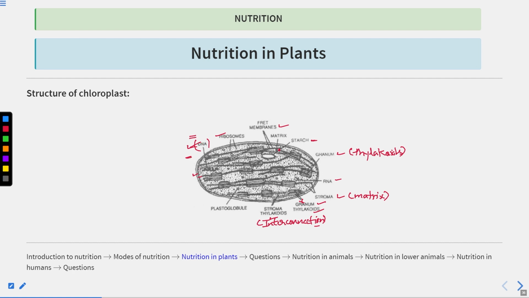This is clear? I'll again summarize it. It is a double membranous structure, meaning it consists of two membranes. Then we have the granum, which is the stacks of thylakoids. Here, the stroma, which is the semi-solid fluid or the matrix. Stroma thylakoids, also known as the lamellar thylakoids, interconnect the thylakoids of the grana. Then here you can see the Fret membrane. Starch molecules are present here. Ribosomes are present. DNA is also present, and some RNA is also present here.